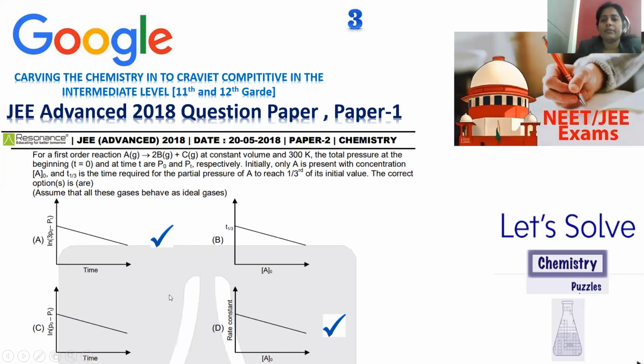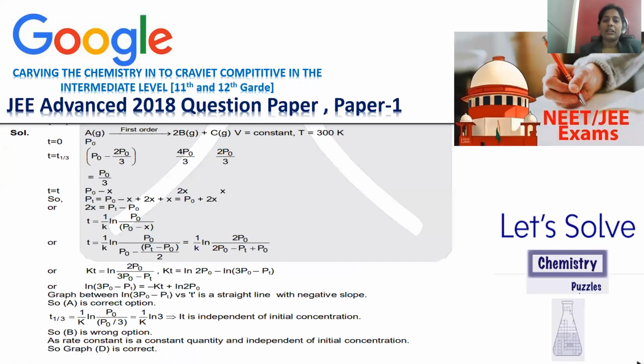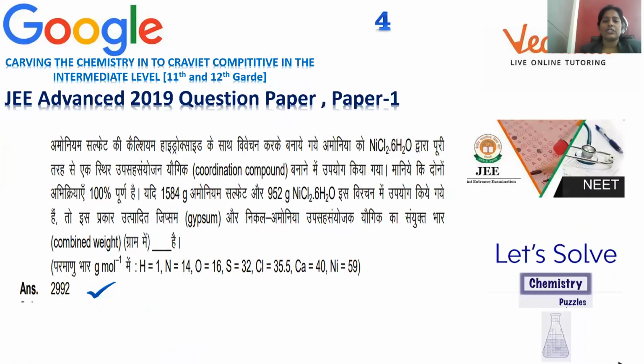For question number 4, A is correct, D is correct, B is wrong, C is wrong. This is the way we can answer. In order to answer this question, chemical kinetics fundamentals are very important to be learned. Then only it is possible to solve such kind of questions. Move on to question number 4. JEE Advanced 2019 question paper 1 question it will be, right?